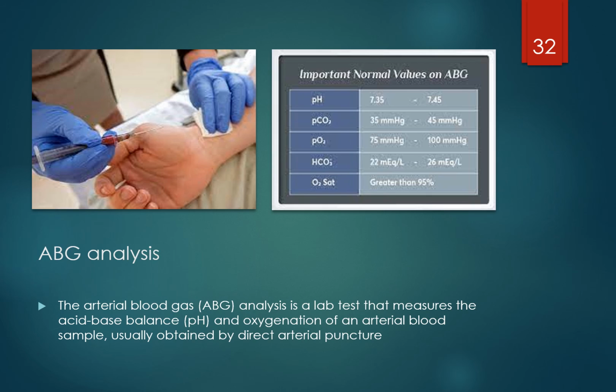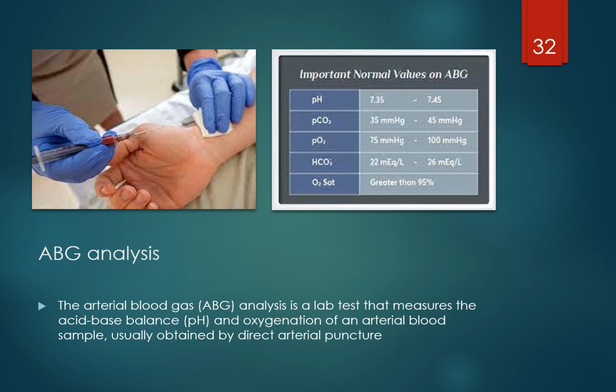Now, I know this particular lecture we're talking about oxygenation, but some of the normal values you're looking for on an ABG are a pH between 7.35 and 7.45. You're looking for a PCO2 of 35 to 45, a PO2 of 75 to 100, and then a bicarb of 22 to 26. And then you're looking for your O2 sat to be greater than 95%.